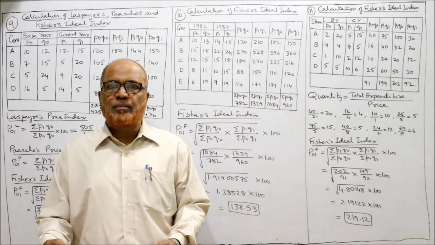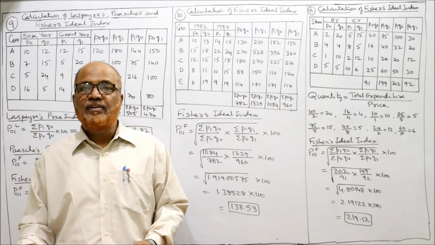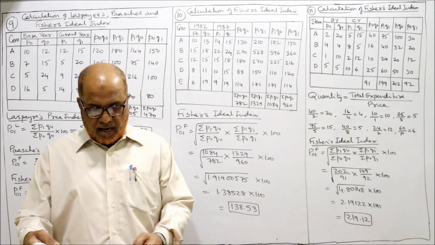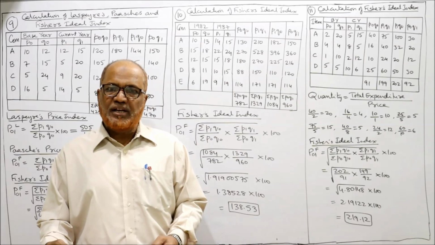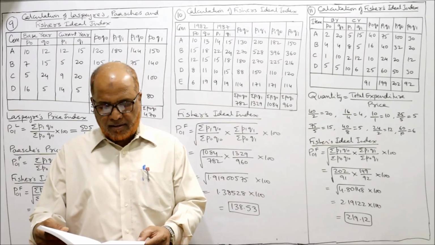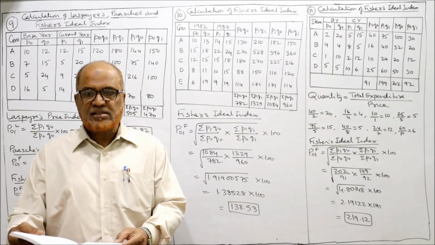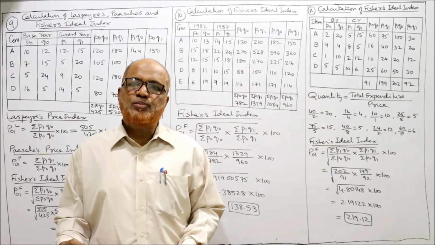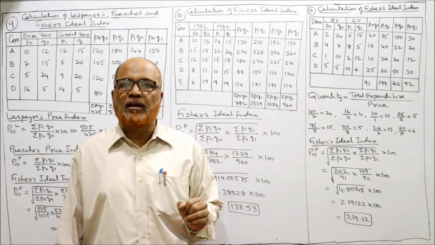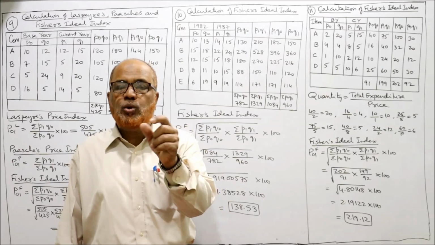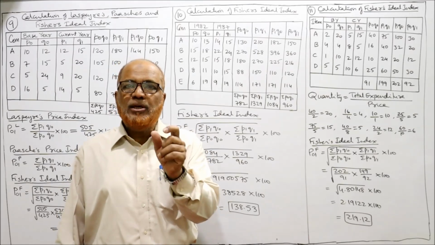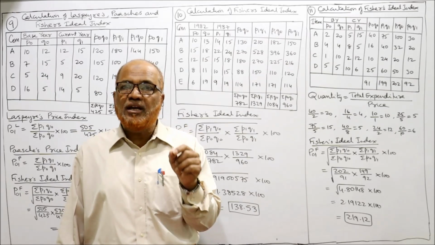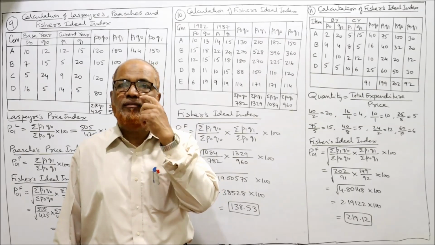Construct Fisher's ideal index number from the following data. So we have to calculate Fisher again, just like the previous problem, but the data given is different. Items are A, B, C, D. So commodities items are given A, B, C, D, base year, current year. In base year we are given price and total expenditure. This is the new point. Previous problem, price and quantity were given, but in this problem, price and total expenditure is given. By using total expenditure, we have to find out the quantity. We need quantity, and quantity is not given in the problem.